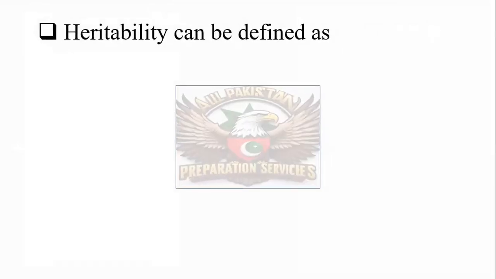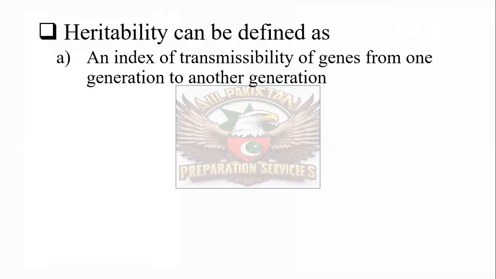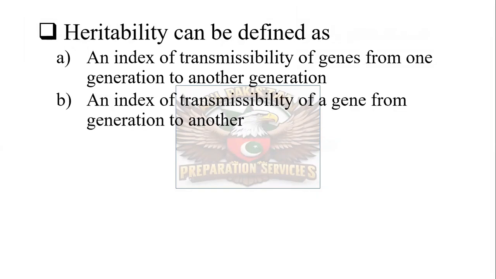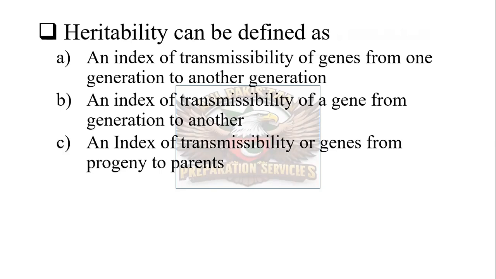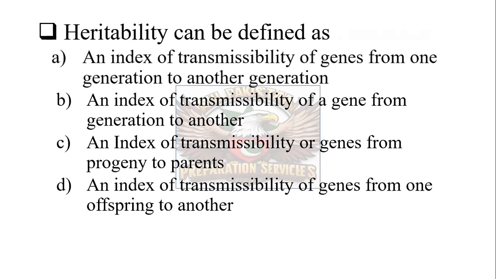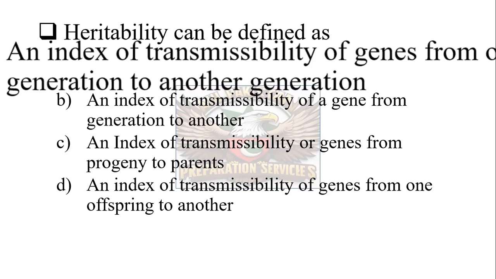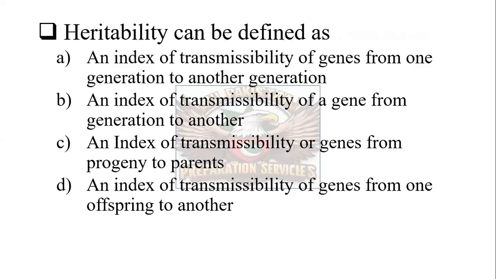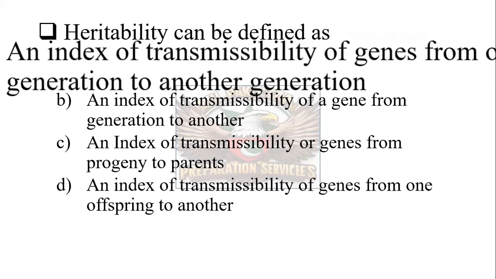Next question is that heritability can be defined as an index of transmissibility of genes from one generation to another generation, an index of transmissibility of genes from progeny to parents, or an index of transmissibility of genes from one offspring to another. And the correct one is an index of transmissibility of genes from one generation to another generation. That is the correct option for the definition of heritability.